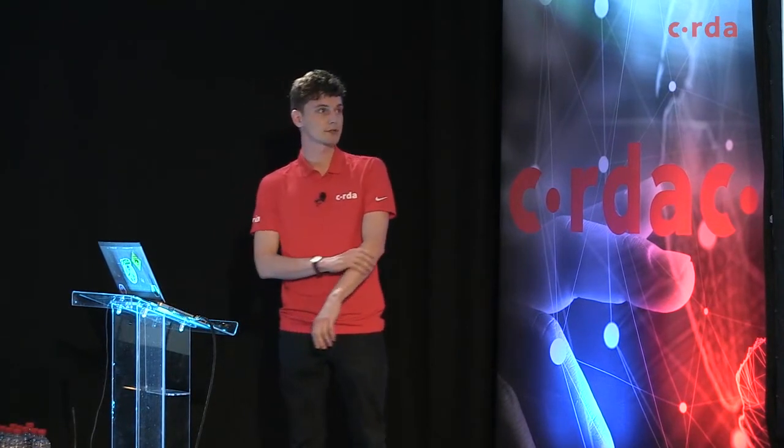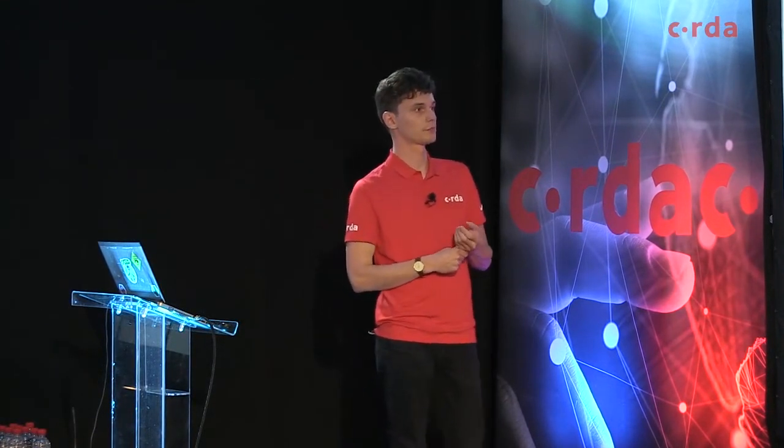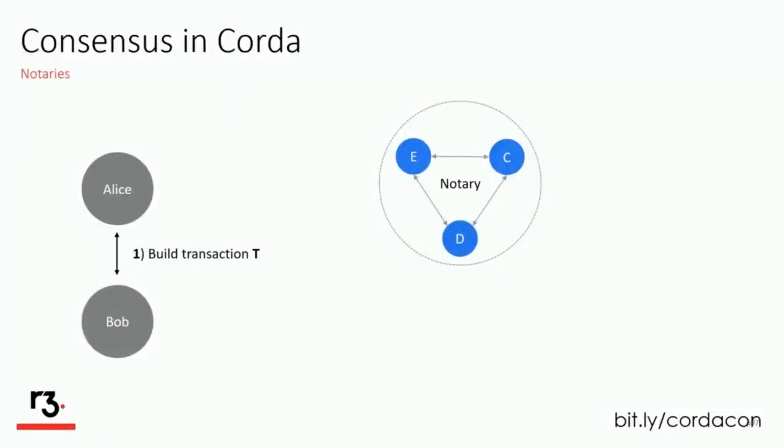So let's go through an example of how the whole flow works. So Alice and Bob first build a transaction. It could be a cash transaction, could be some non-asset transaction. Then to finalize that transaction, Alice has to send it to the notary that is dictated by the input states used in that transaction. So every input state, say every asset, has an assigned notary that gets assigned on issuance.